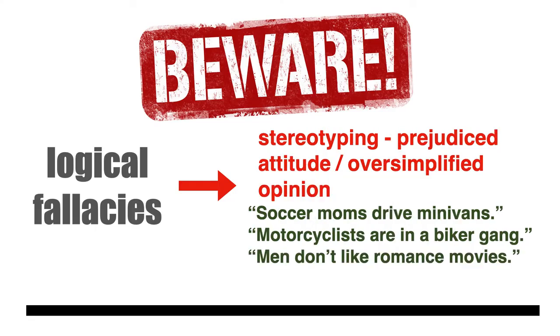Stereotyping is another type of logical fallacy that's often found in argumentative writing. Stereotyping means that the speaker or author is presenting a prejudiced attitude or an oversimplified opinion of a group of people. So concepts like all soccer moms drive minivans, or all motorcyclists must be in biker gangs, or men don't like romance movies. These are all ways of stereotyping a group of people. This is definitely something to watch out for when you're reading an argumentative text or you're writing. It will weaken your argument.